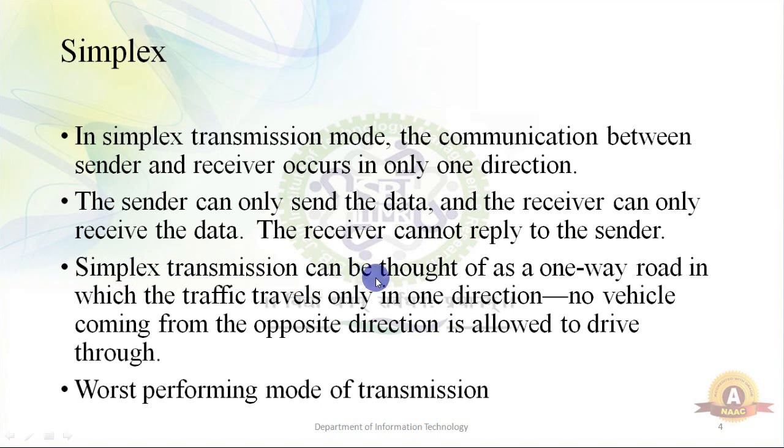Simplex transmission can be thought of as a one-way road in which vehicles travel only in one direction. No vehicles coming from the opposite direction are allowed to drive through. As we already discussed, in simplex communication only one way is possible, means a one-way road is available. Traffic on the opposite direction is not allowed, so we say it is a one-way road. In simplex communication, only a single channel is allocated for the communication.